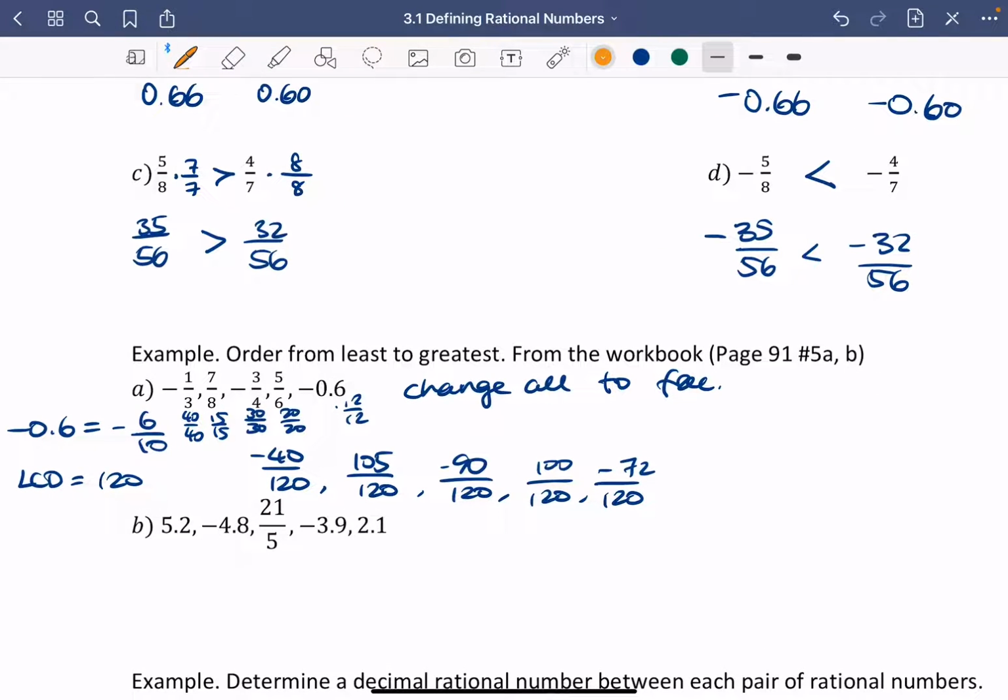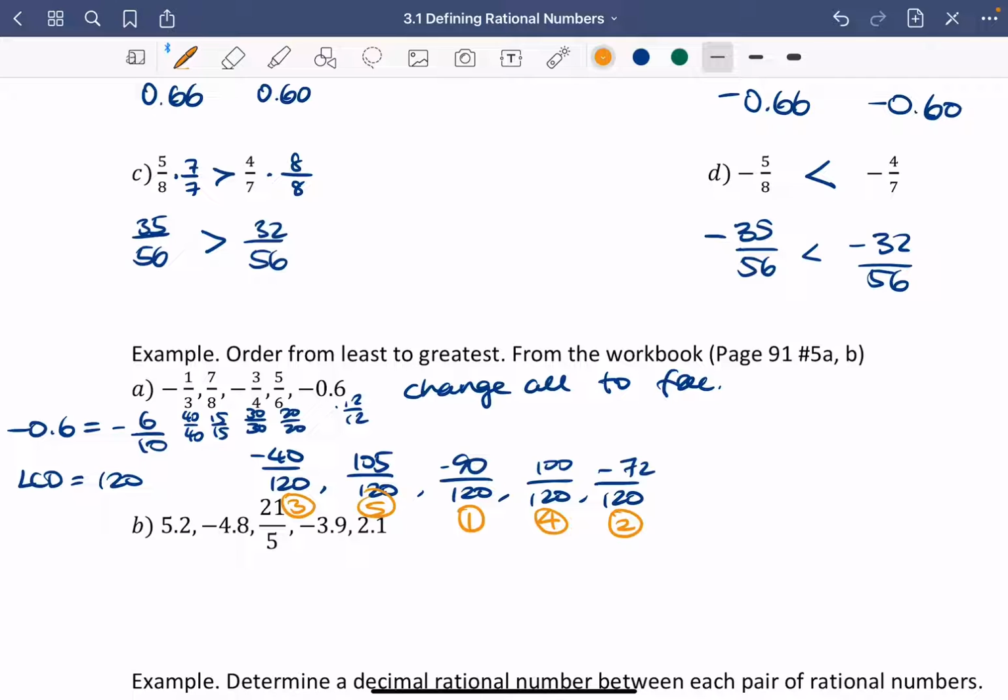So now you have all the same denominators. You're just going to compare the numerators. Which one is the smallest? The smallest one will be the one furthest to the left, which is negative 90. That's the smallest one. And then the next one will be negative 72, and then negative 40, and then 100, and positive 105.